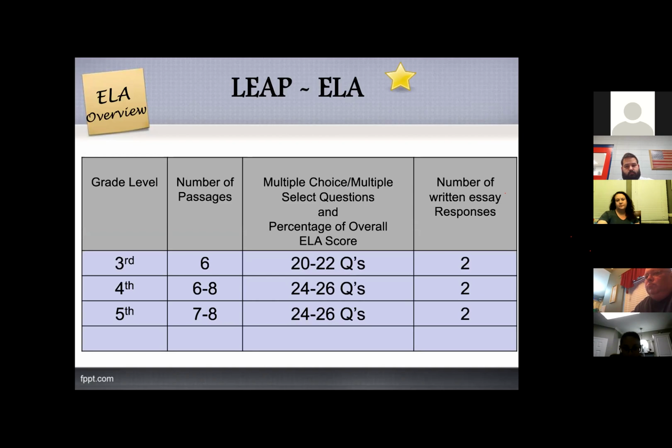So this kind of just gives you a general estimation. It can change. It varies from year to year, but in each grade level, it breaks down how many passages they can expect to read. And passages might be a page and a half or a whole page. We're not talking about novels here. We're talking about little snippets of text.